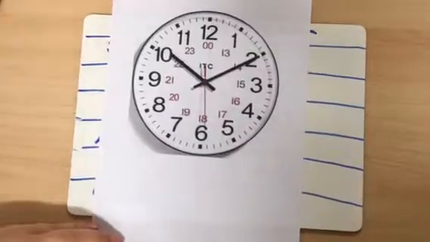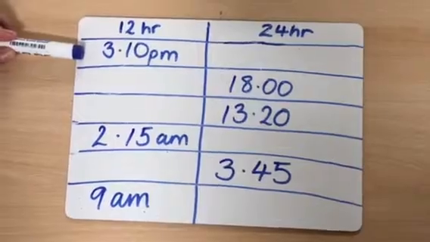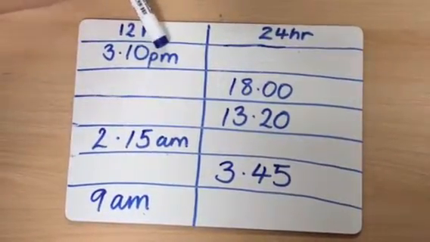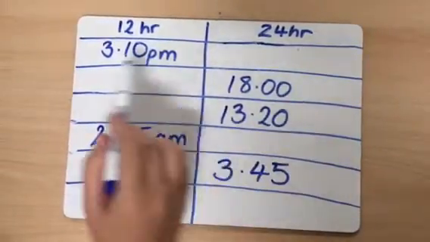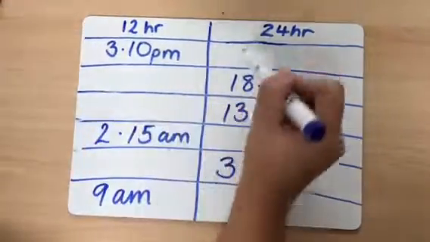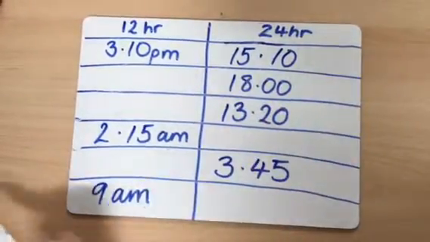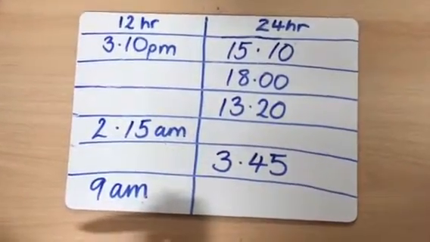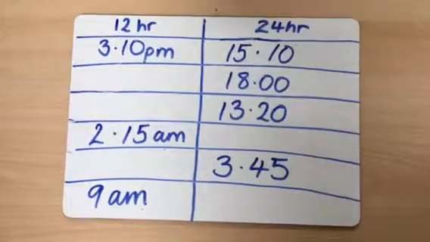Let's look at some examples. In this time, it is 3:10 p.m. We know that this is in the afternoon as indicated by the PM. In the 24-hour format, we would take the 3 in the afternoon, add it to the 12 hours before lunch to make 15:10. There's no need for an AM or PM because the 15 tells us that it is in the afternoon. Have a look at these examples.